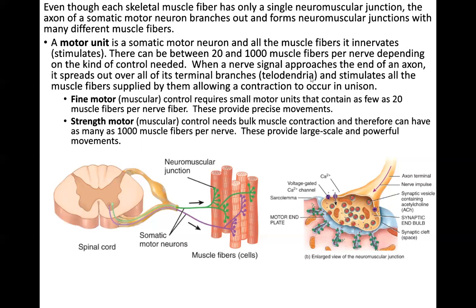Okay. When we want to contract really forcefully, we're going to use what we would call strength motor or muscular control. This produces a bulk contraction because you're using as many as 1,000 muscle fibers at the same time. And we're going to find this type of motor unit in your big, powerful muscles. So like your legs, your back, your butt muscles, that kind of stuff. And thus, very, very strong.